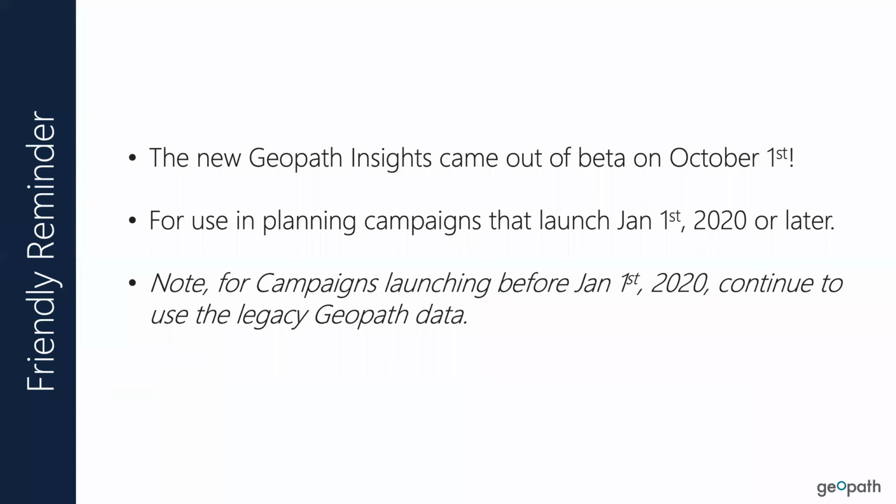A friendly reminder on the data and how to use it. The data in the API and the Insight Suite specifically came out of beta on October 1st, and it's for use in planning campaigns that launch January 1st, 2020 or later. So if you're working on an RFP right now that would potentially launch before the end of the year, you'd still want to be leveraging the current data, whether it's in ADS or Telmar or wherever you're accessing that data.